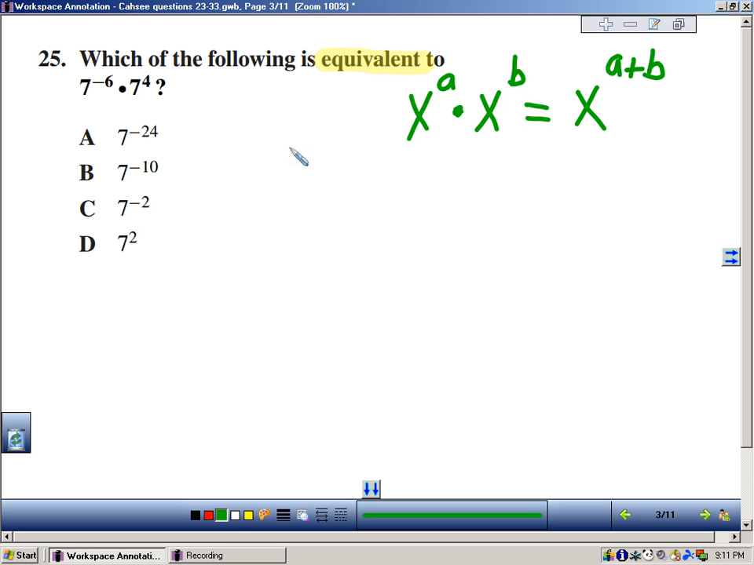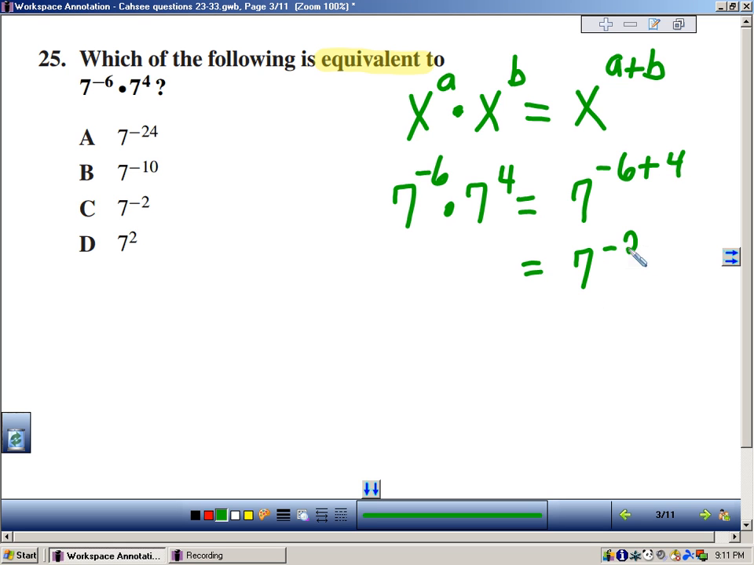And so with that said, let's try it. According to this property, this law, negative 6 plus 4 is negative 2. So looking at my answers, it would be C.